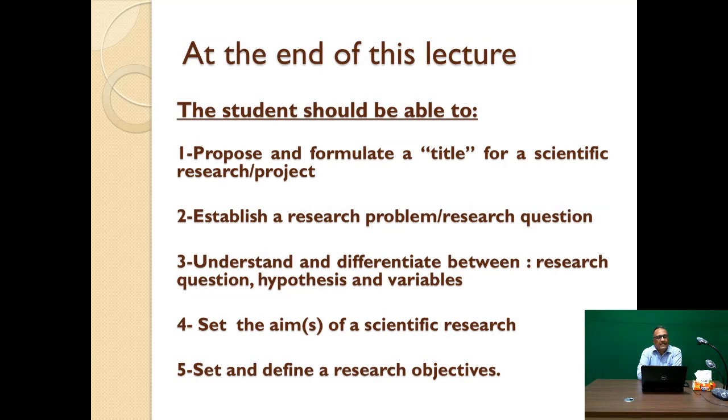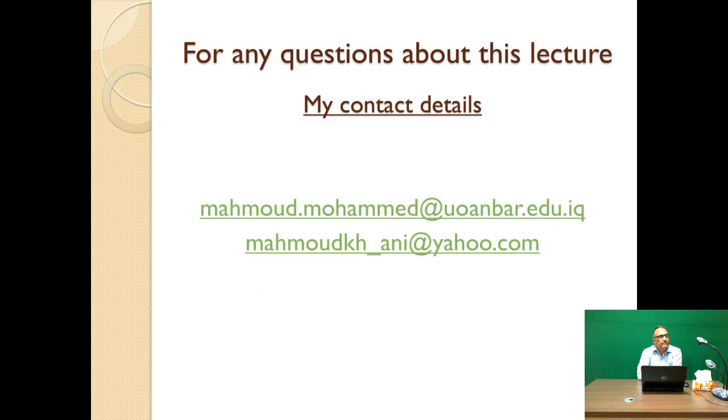At the end of this lecture, the student should be able to do the following. First, propose and formulate a title for a scientific research or project. Second, establish a research problem or a research question. Third, understand the difference between research question, hypothesis, and variables. Fourth, set the aim or the aims of a scientific research or project. And finally, set and define research objectives.